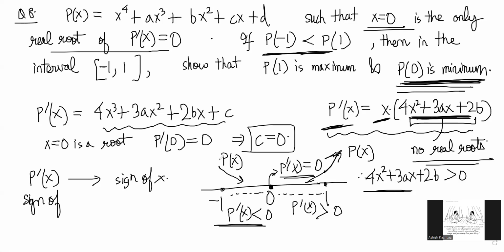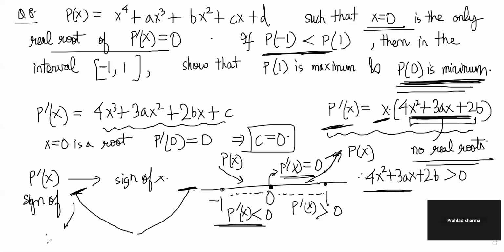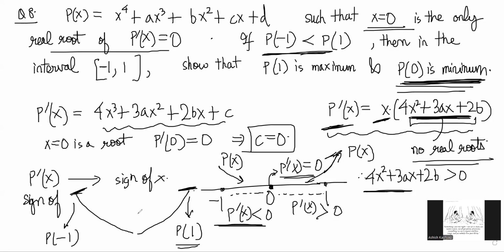Do you understand that the graph is like this, downward and then upward? It depends on the endpoint values, which one is the maxima, right? So the maxima could be p of -1 or it could be p of 1. But in this problem, they have said that p of -1 is less than p of 1. Correct?